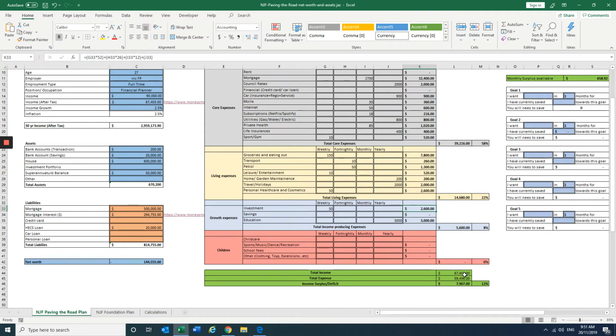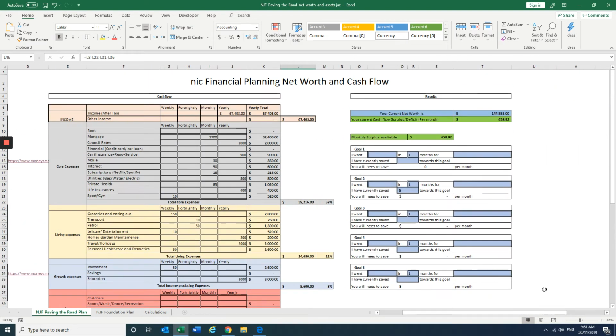Now, at the end of the year, we can see total income, total expenses, and what my surplus deficit is. So according to this, I have a $7,900 surplus, which is great. So we'll move over to the next results. My net worth, negative 444. My surplus per month, 658.